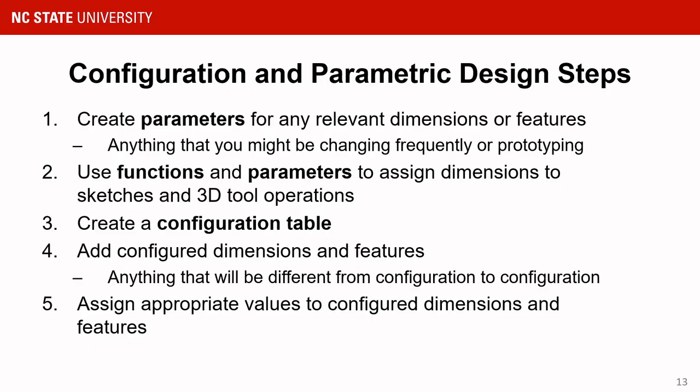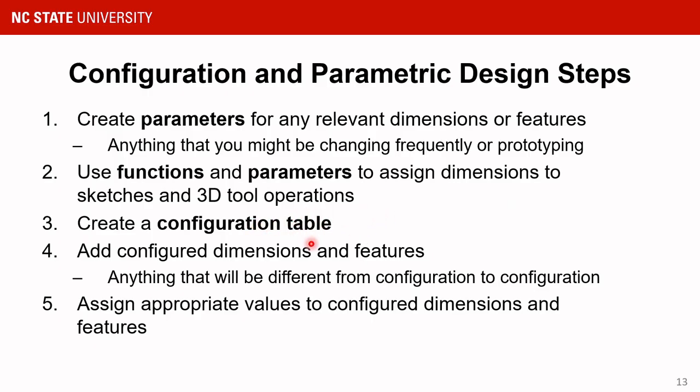So the general steps when you're using configurations and parametric design together are to create the parameters for any relevant dimensions or features. So these are going to be in that feature parameter window that we brought up. So this is anything that you might be changing frequently or prototyping, or any dimensions that you want to have a relationship or a function with respect to one another. We're going to use functions and parameters to assign the dimensions that we create to sketches and 3D tool operations.